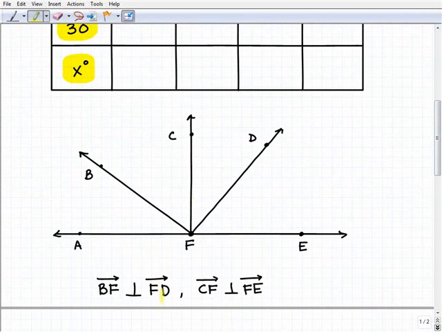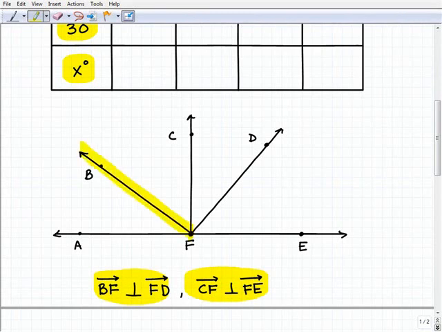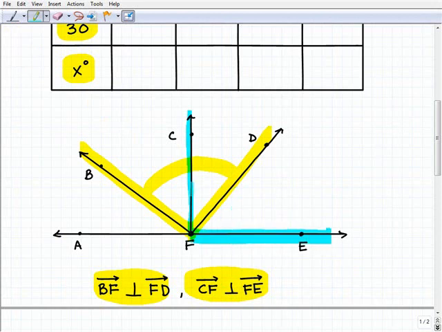Just take note that we're given another piece of vital information, and that is we have two pairs of rays that are perpendicular to one another, and that's really important. So ray BF is perpendicular to FD. So therefore this total angle is 90 degrees. Really important. And ray CF is perpendicular to ray FE. So these two rays are perpendicular, so this angle is 90 degrees.